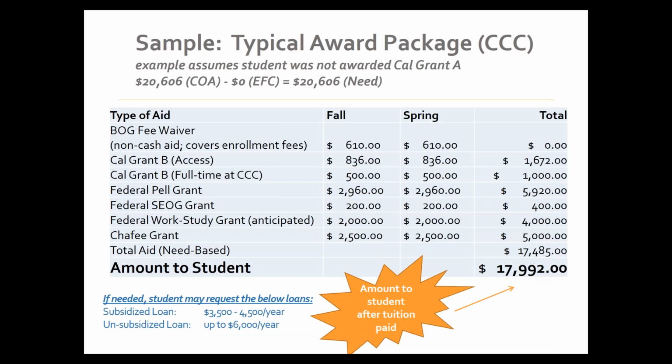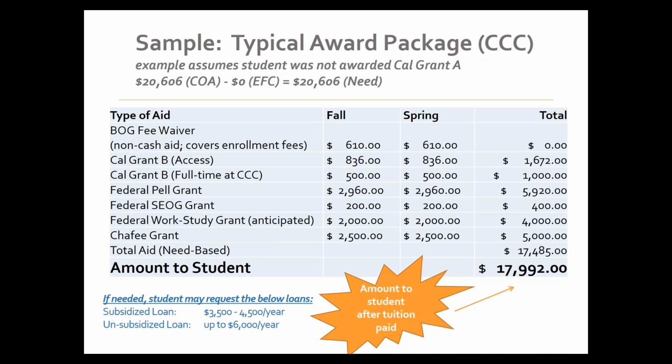So here we can see that the student qualifies for the fee waiver. That is to pay their tuition. This is not money that the student is going to receive. That's why it says total zero. This is just the amount that the state is going to pay the school for the student's tuition.